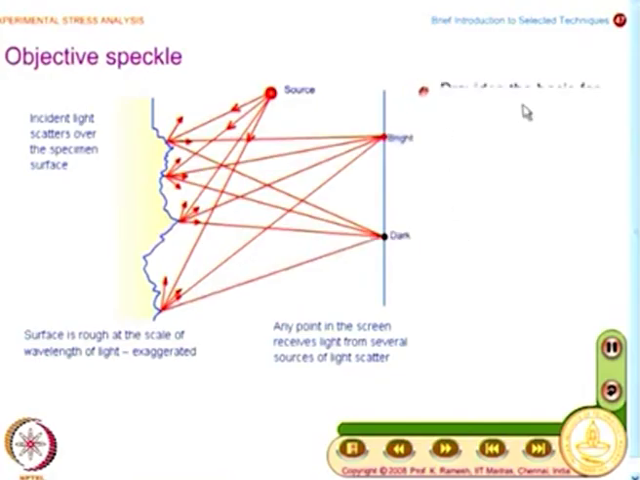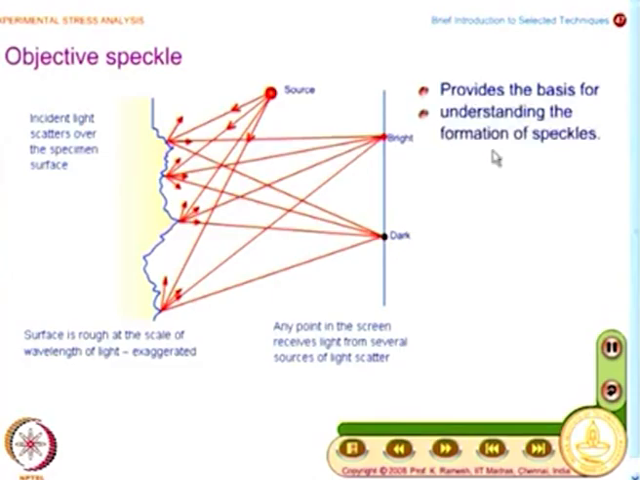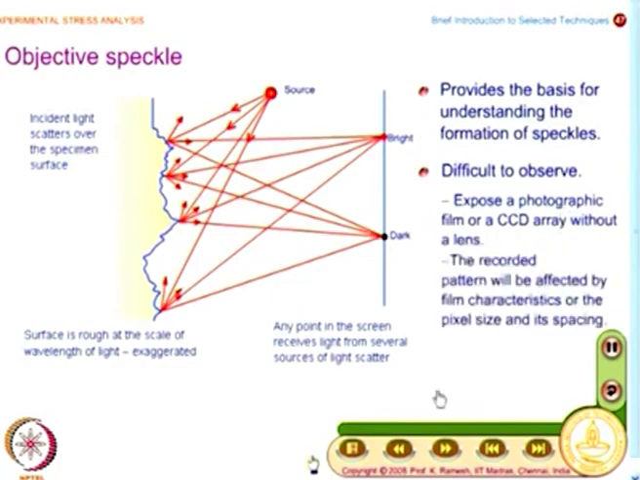You understand that it helps you to understand formation of speckles, difficult to observe, and we finally say that it has little practical applications. Now, we will see what is subjective speckle, and we will just make one small modification in this, rest of it is the same. The first procedure is the same. In fact, you can even have another sketch here wherein you modify it, you do not have to repeat the full sketch.